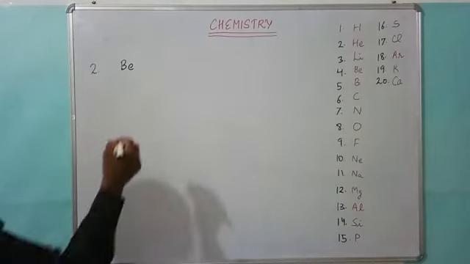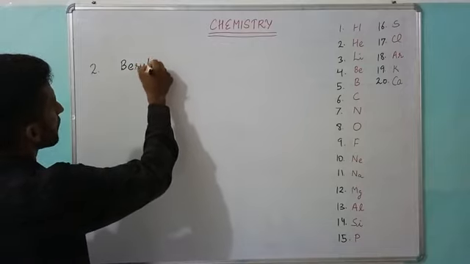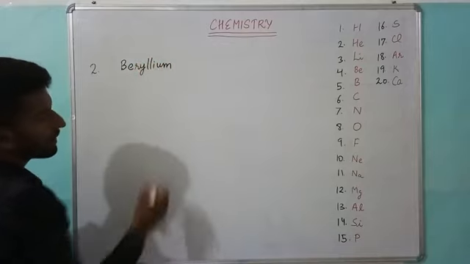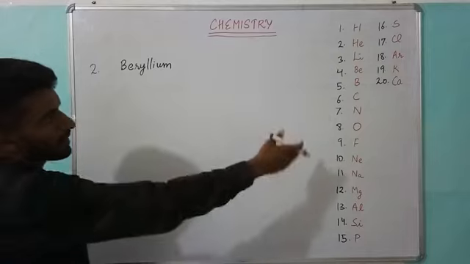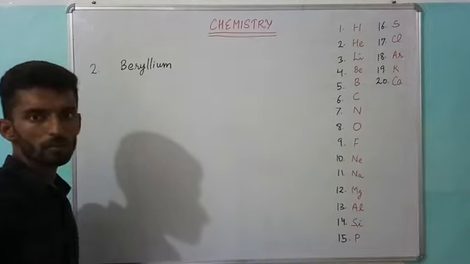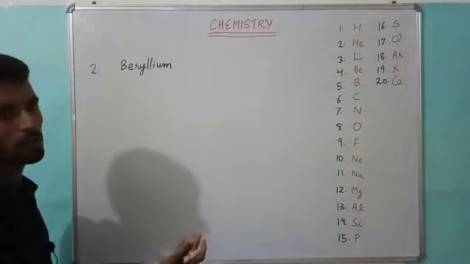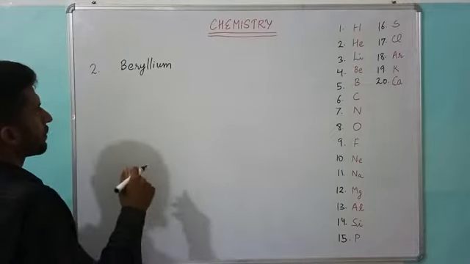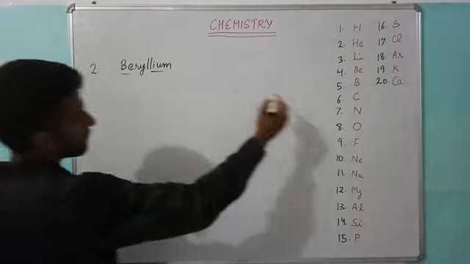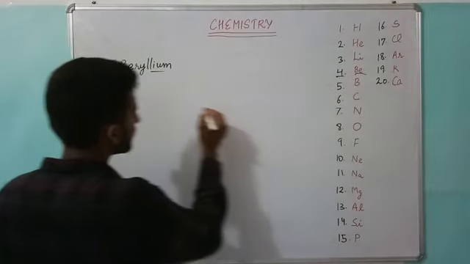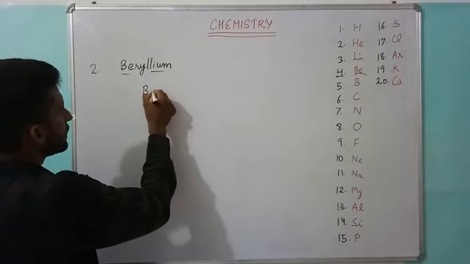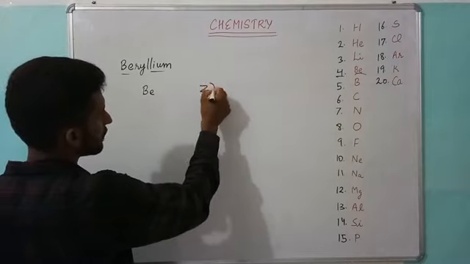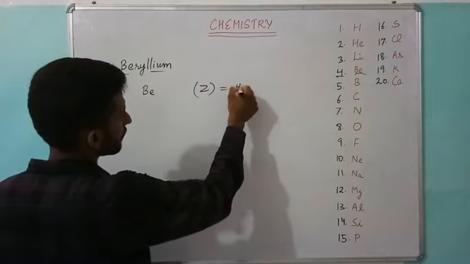Now the next one is beryllium. I had written on the side the 1 to 20 elements with their serial numbers, and the serial number is equal to the atomic number of the element in the periodic table. So beryllium has the symbol Be, and its atomic number, which we represent with Z, is 4.